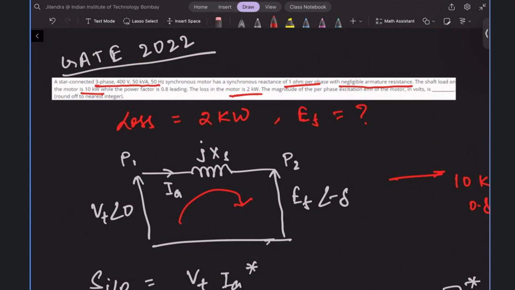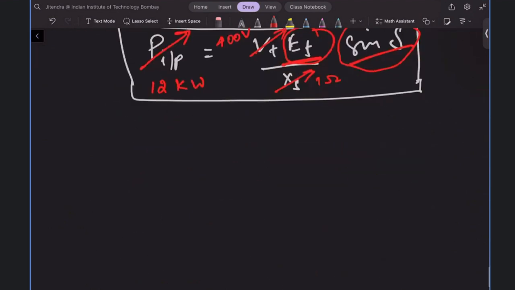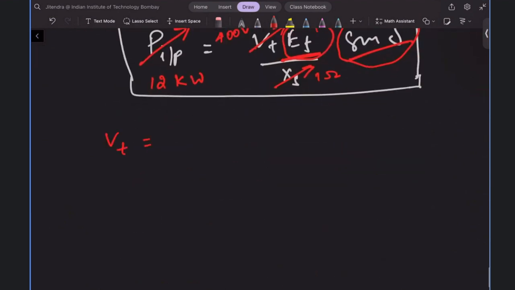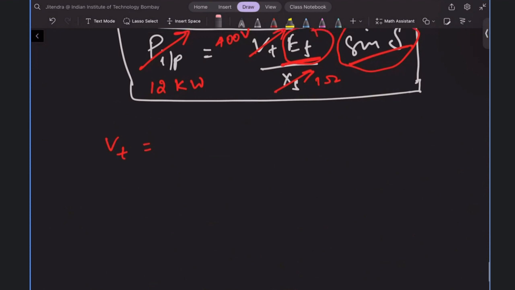Did you get the idea? Can you apply KVL? Equal to IA jXS plus EF. Exactly, rectangle. Just simply you have to apply KVL, right? So VT will be equal to EF plus or minus EF plus jIA XS.